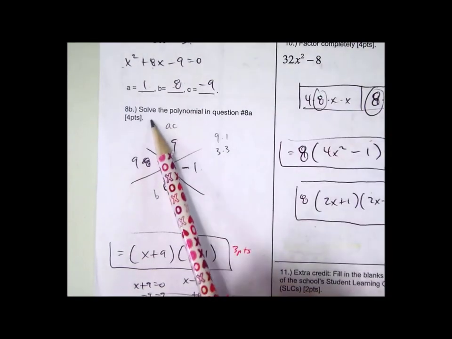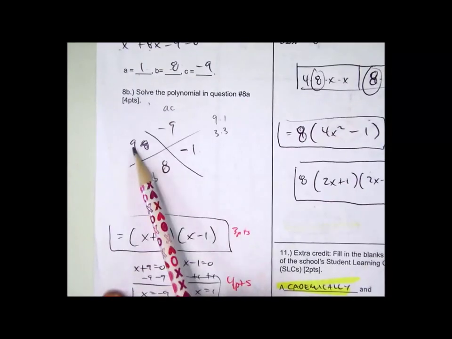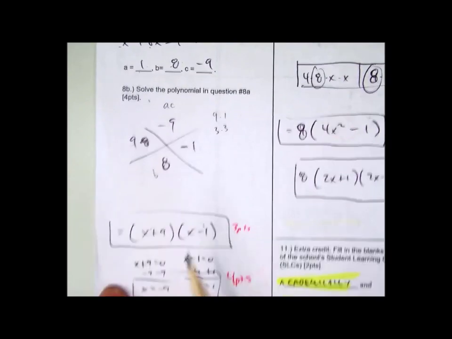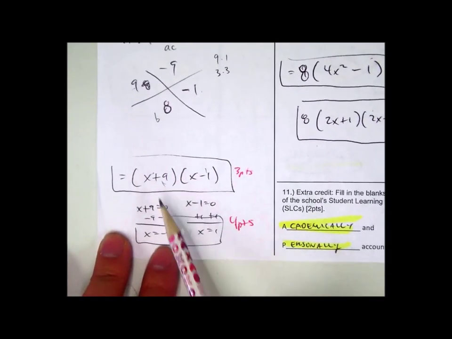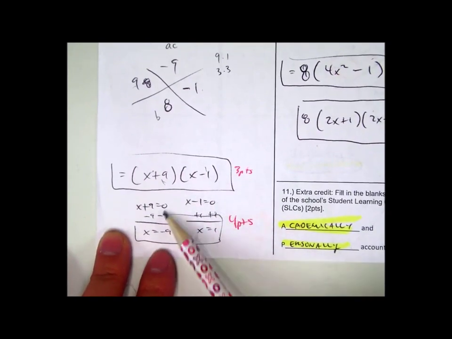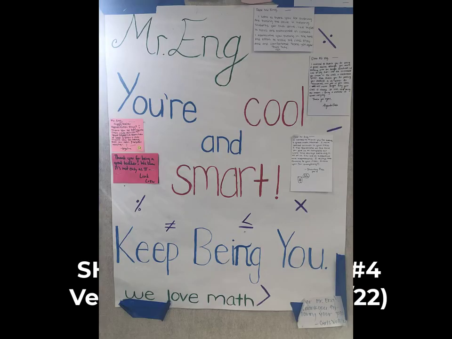Now this one says solve. So even though I put x plus 9, x minus 1, I'm going to do the zero product rule, which essentially says one of those numbers must be 0, so you set it equal to 0. Subtract 9, x equals negative 9, x equals positive 1.